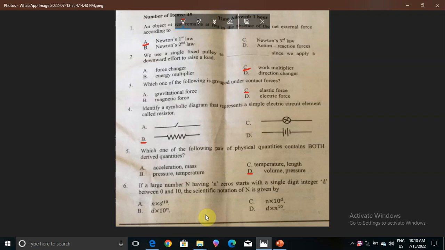Here he said if a large number n, and he said to find the scientific notation, and we have a single digit integer which is d between 0 and 10, and we have n zeros, so that means choice B will be the best answer. That's d times 10 to the power of n. Okay, so these were the answers for 6 questions. Solve it together. Now let's go to the next question.